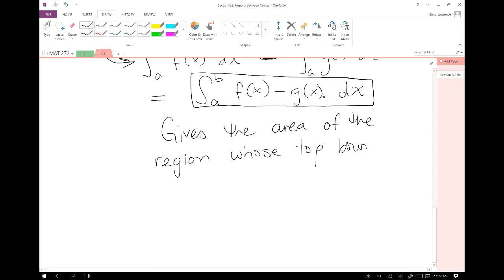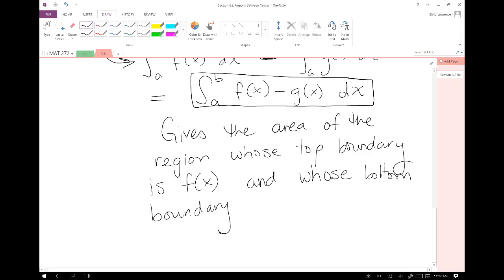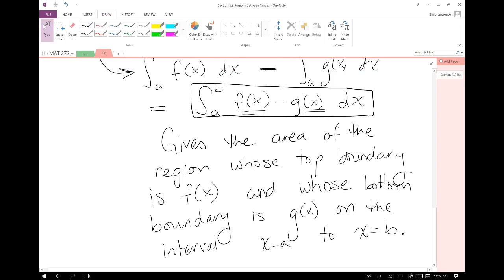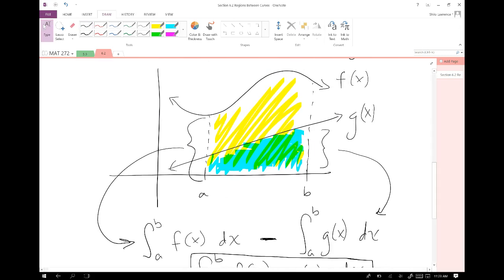So this formula here is going to give the area of the region whose top boundary is, excuse me, f of x, and whose bottom boundary is g of x, on the interval x equals a to x equals b. So we always want the top one first and the bottom one second.